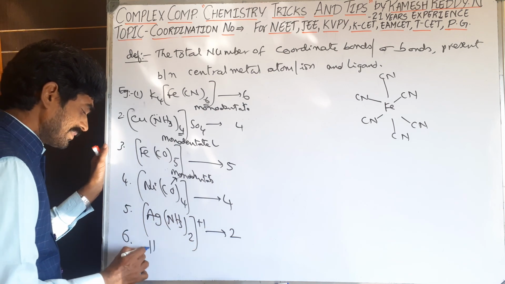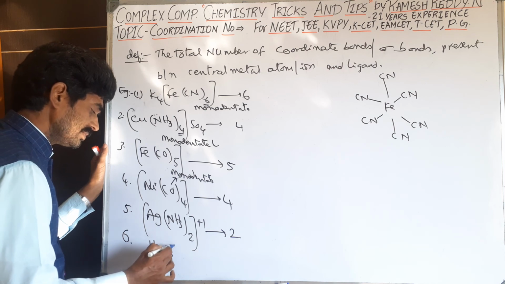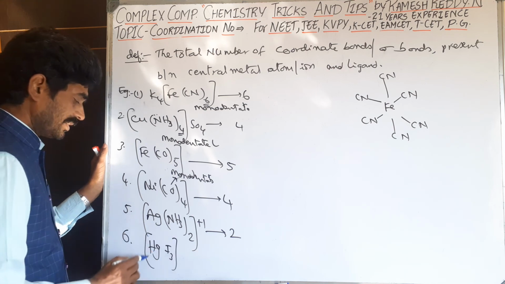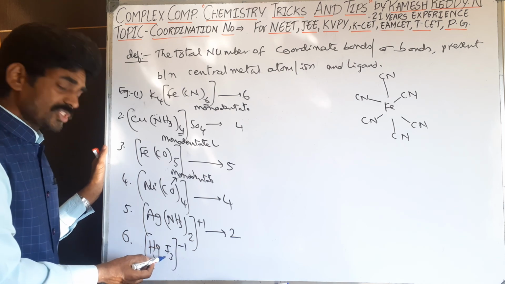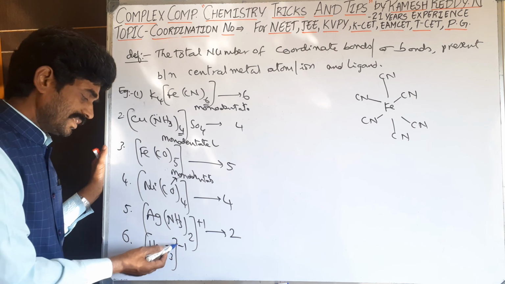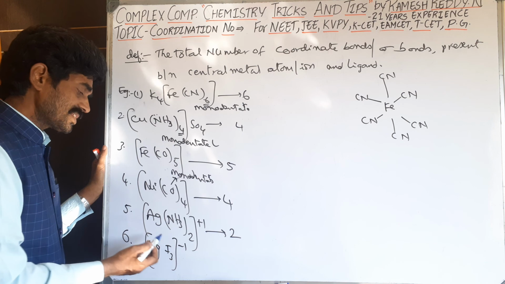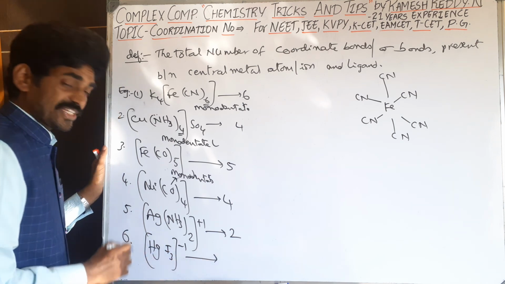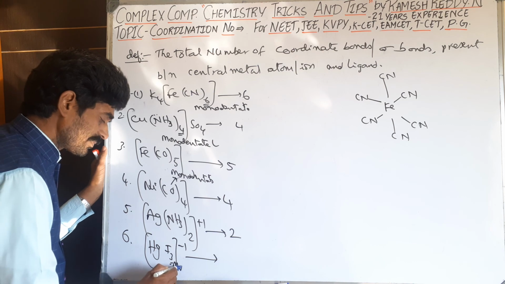Next one, Hg, mercury, and take here iodine, and it carries minus 1 charge. So each iodine is minus 1, 3 are there, minus 3. This minus 1 comes this side, plus 1, and mercury is plus 2, the oxidation number. Now for the coordination number, iodine is a monodentate ligand.